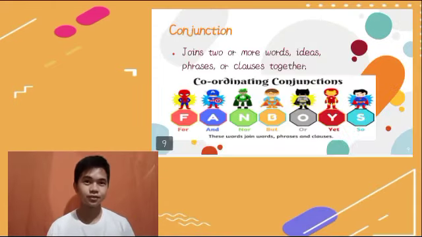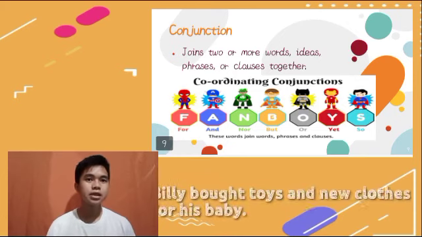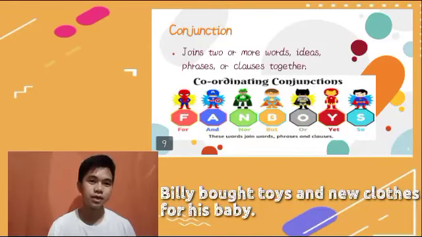Next is the conjunction. A conjunction joins two or more words, ideas, clauses, or phrases together. Instead of saying two separate sentences, you can use a conjunction to join them. The common examples of this are the FANBOYS, which are for, and, nor, but, or, yet, so. For example, instead of saying Billy bought toys for his baby, Billy bought new clothes for his baby, I will say Billy bought toys and new clothes for his baby. With the use of the conjunction, we don't need to say the idea twice.